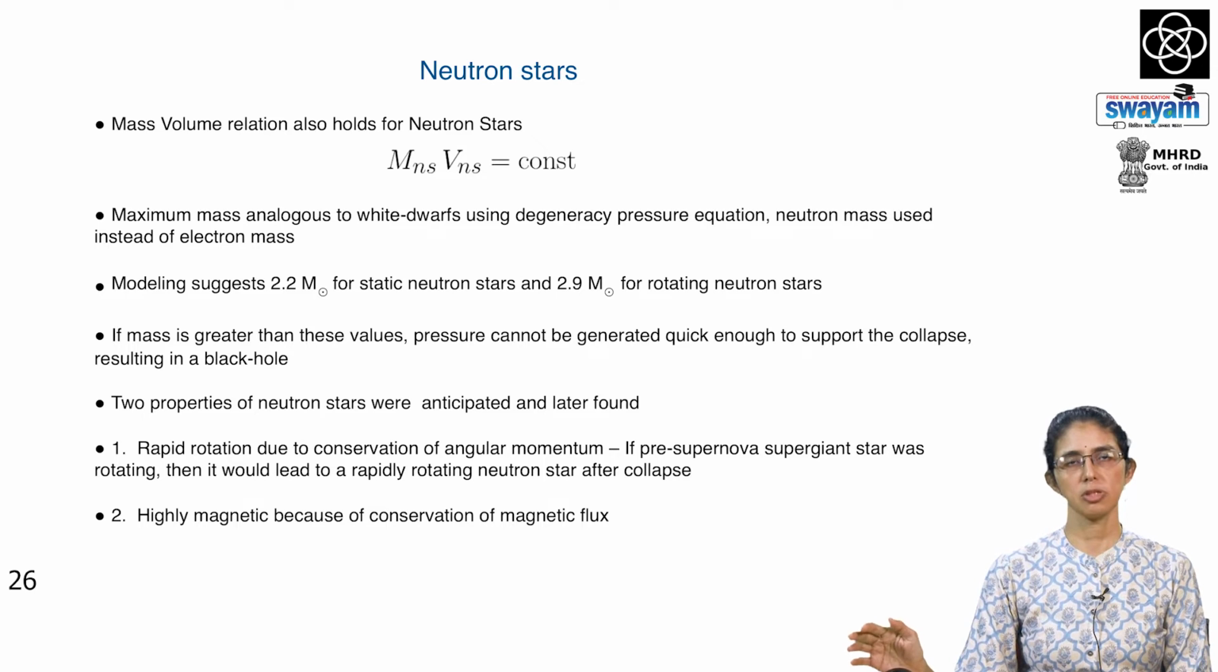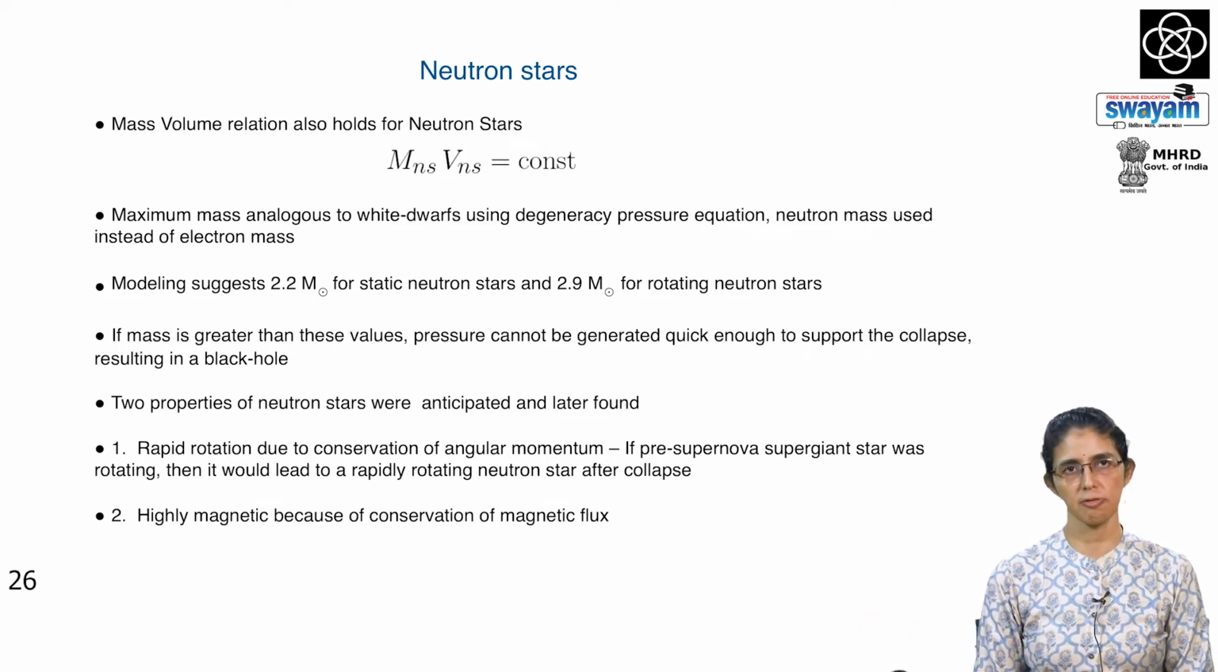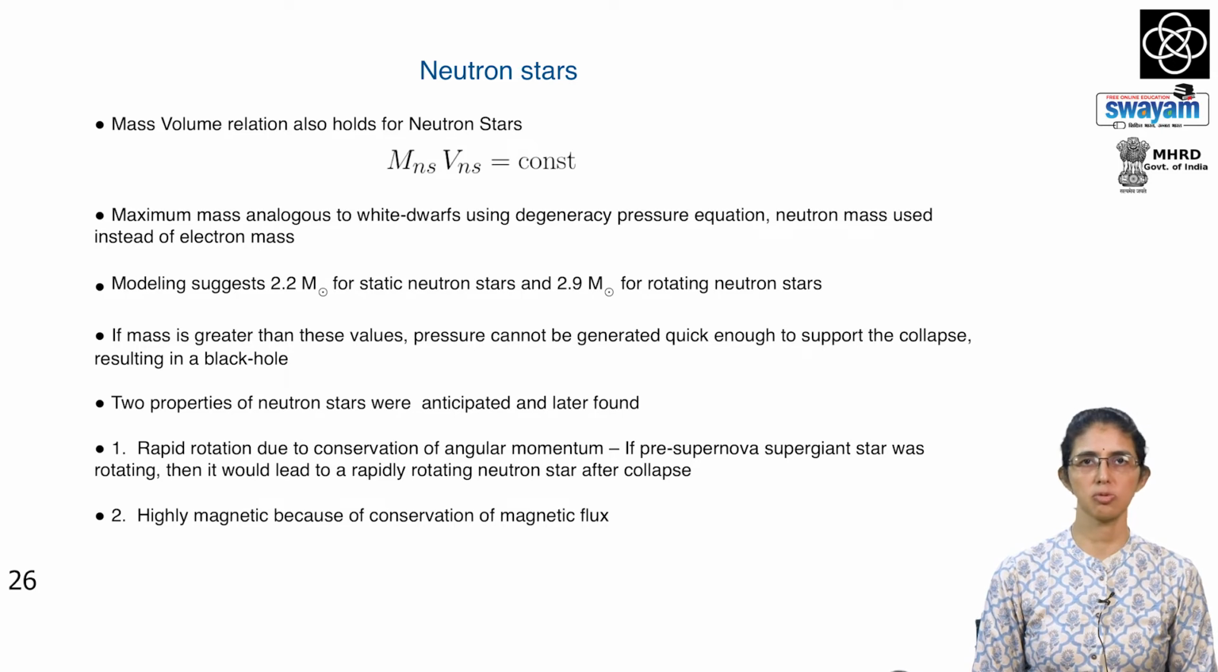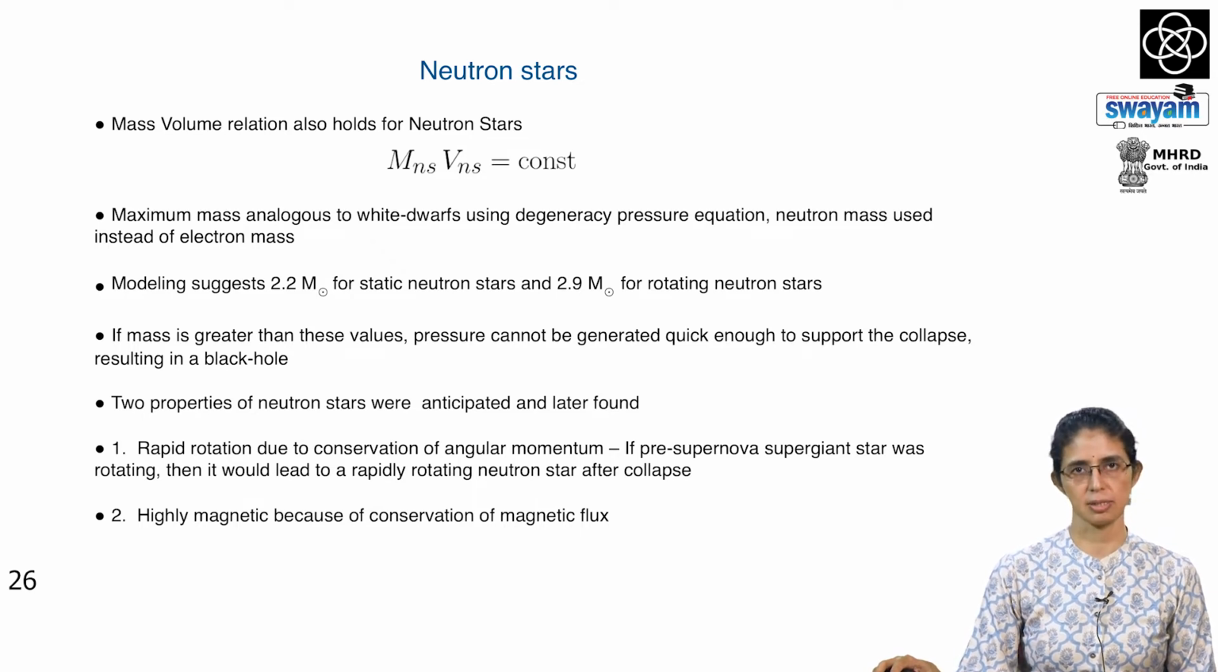Before the formation of the neutron star, the massive star passes through a supergiant phase. If the supergiant is found to be rotating slowly, then it is expected that when it contracts and forms a neutron star, which is very compact, it would be rotating very rapidly. The other property that was anticipated was that it would have a very high magnetic field, because of the conservation of magnetic flux.